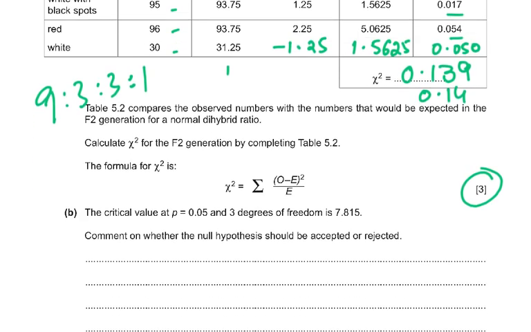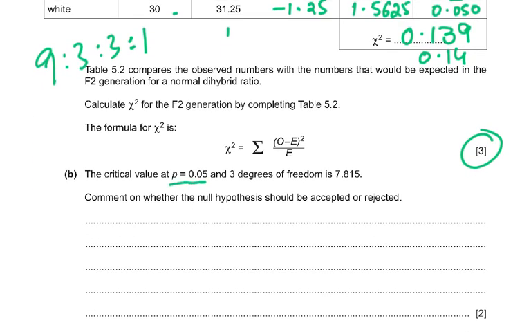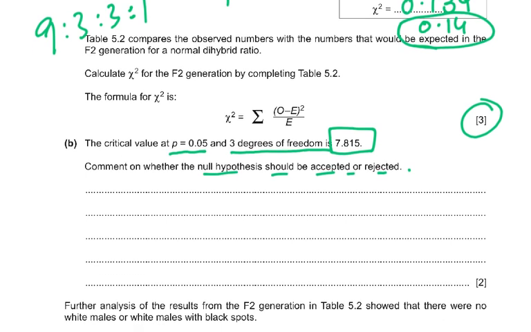Then it says the critical value at probability 0.05 and 3 degrees of freedom is 7.815. Now your value 0.14 is much less than that. Comment on whether the null hypothesis should be accepted or rejected. When your value is less than the critical value, what do you do? X square value is less than the critical value, which was 7.815. So the observed numbers are not significantly different to the expected numbers. Any differences are due to chance.